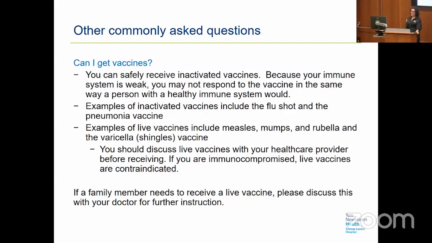Live vaccines are vaccines like measles, mumps, rubella, the shingles vaccine. Those generally should be avoided in patients who are immunocompromised. Again, you want to discuss these with your healthcare team who know the details and the extent of your immunocompromise and can give you the safest plan.